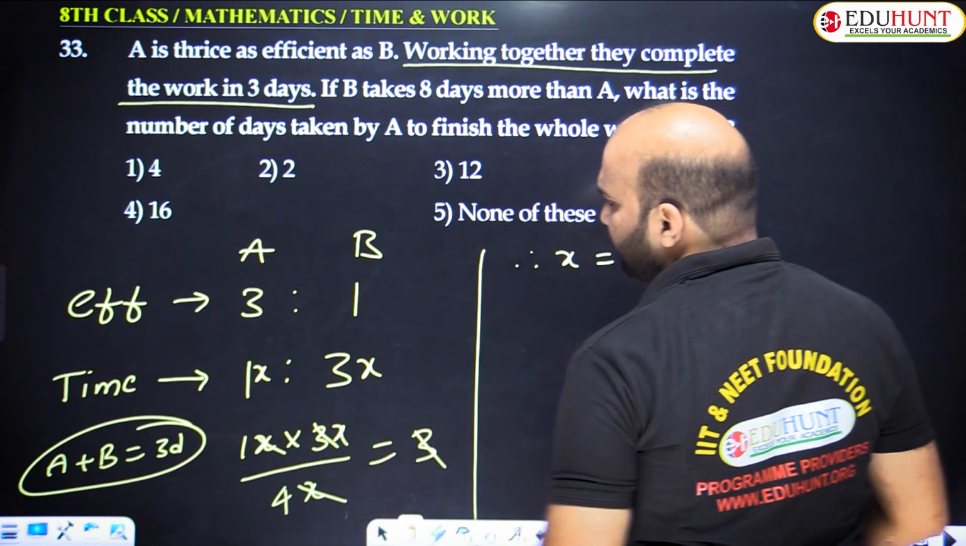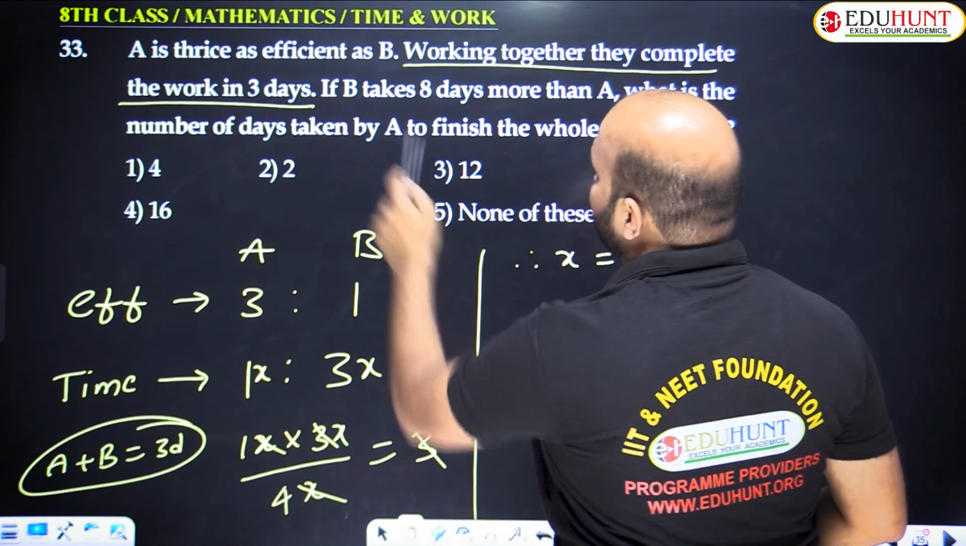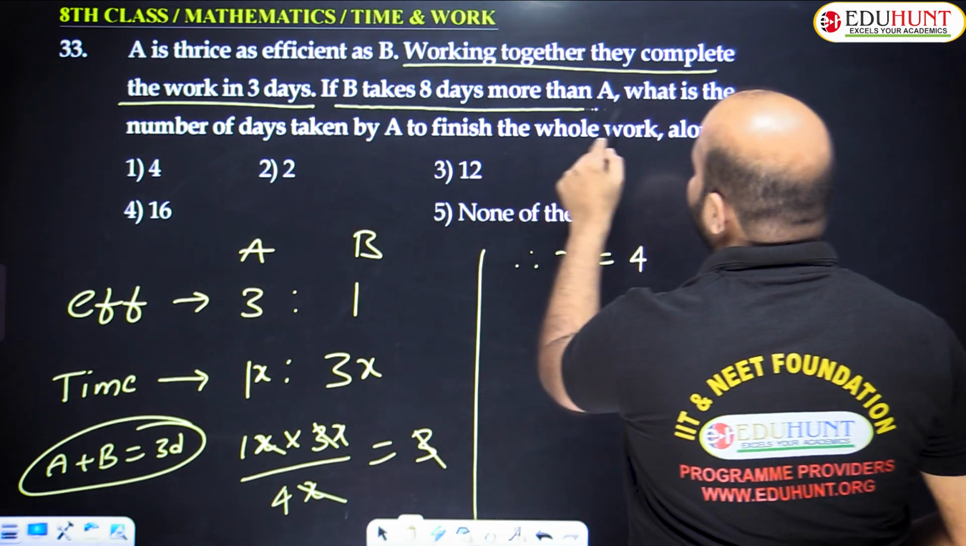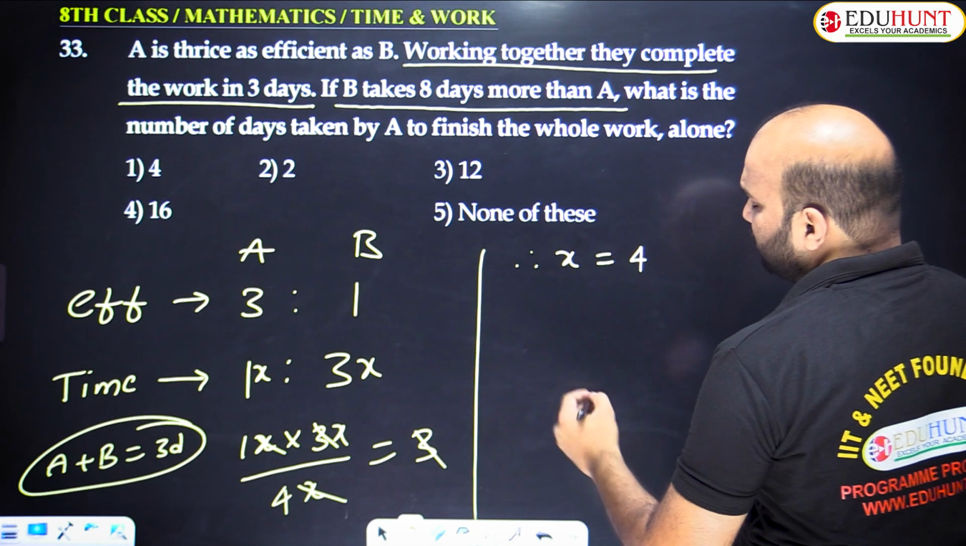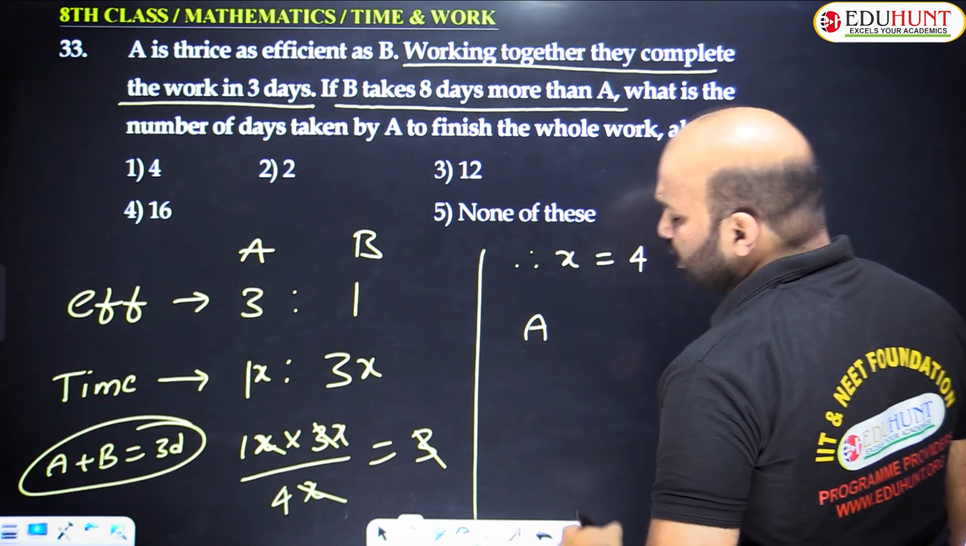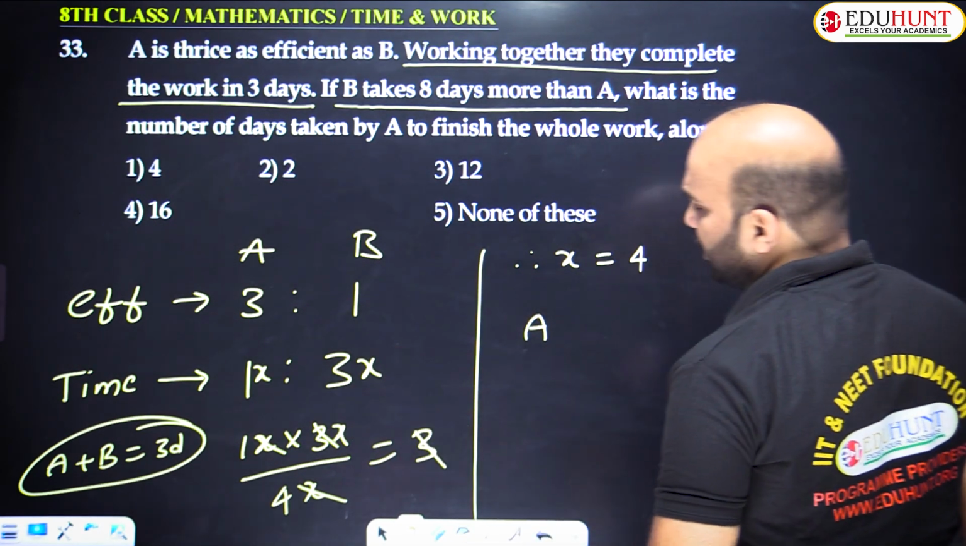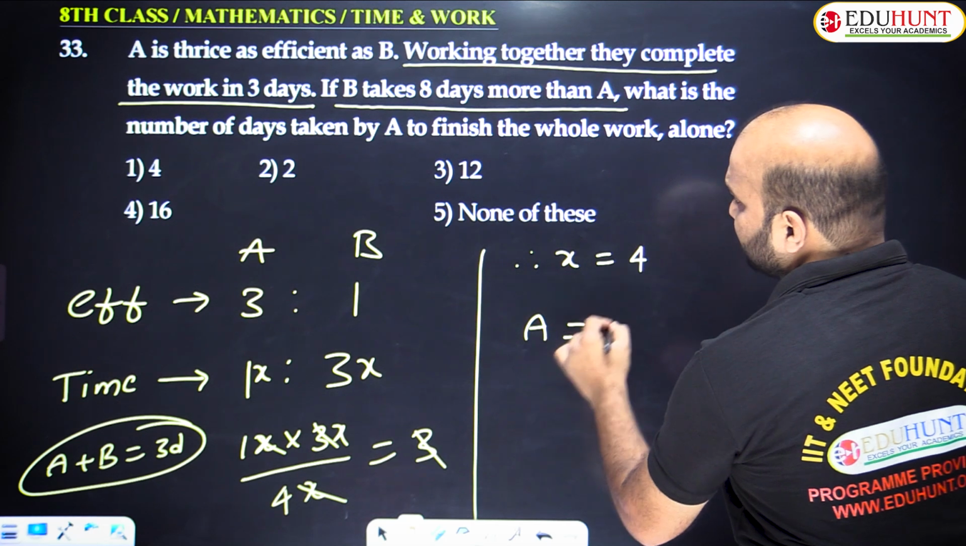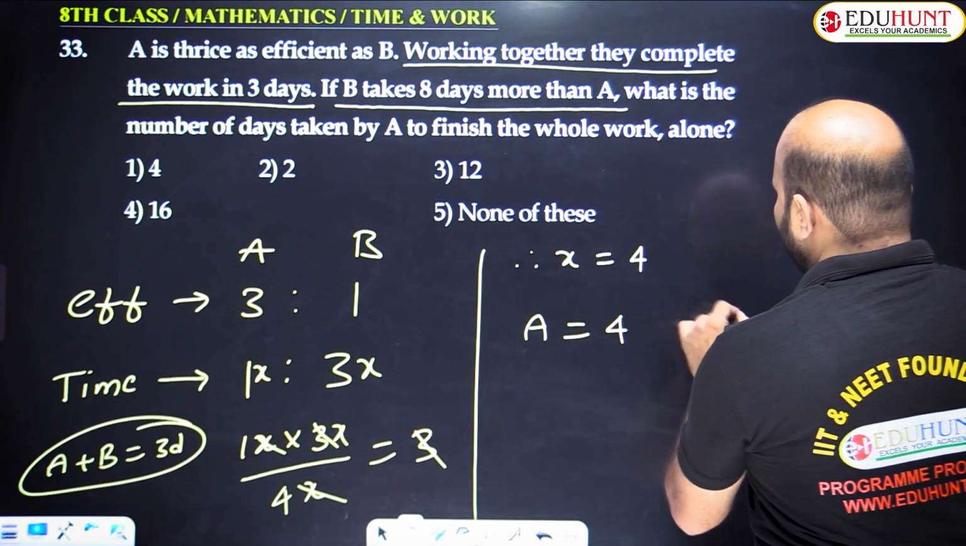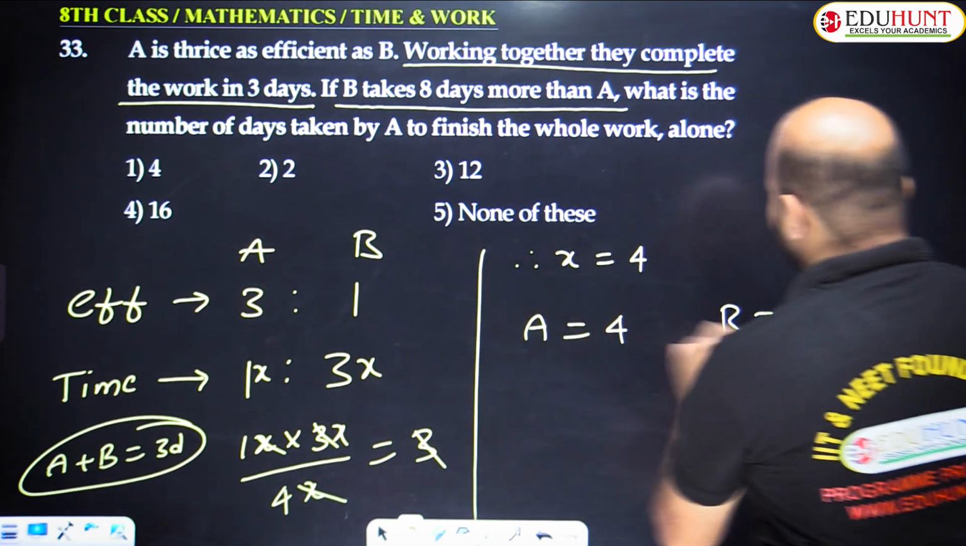Clearly the question I am asking is about A alone, but in the next condition, what I am given is B takes 8 days more than A. So first, you have to take A alone can do the piece of work in how many days? A alone can do the piece of work in 4 days. Am I clear? And B alone can do the same work in 3 into x, nothing but 12 days.